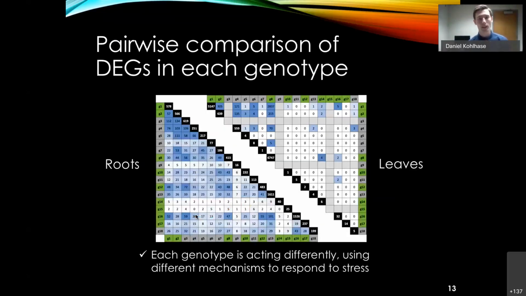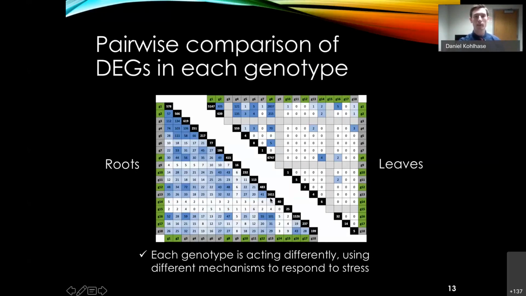So the first question we asked after collecting these gene lists is, what kind of overlap do we see between these genotypes? Do we see pairs of genotypes sharing the same differentially expressed gene list? And so from this graph, what we did is we did a pairwise comparison of all these gene lists in the roots and then in the leaves. And immediately what stood out to us was that the roots had a little more overlap than the leaves.